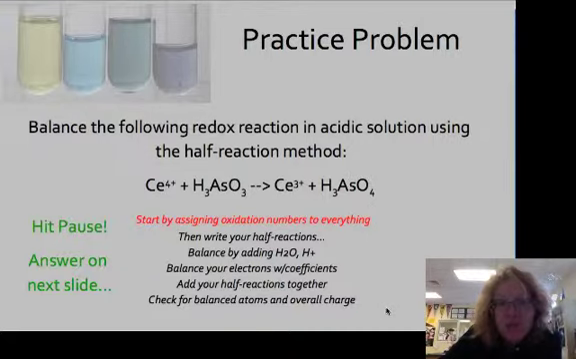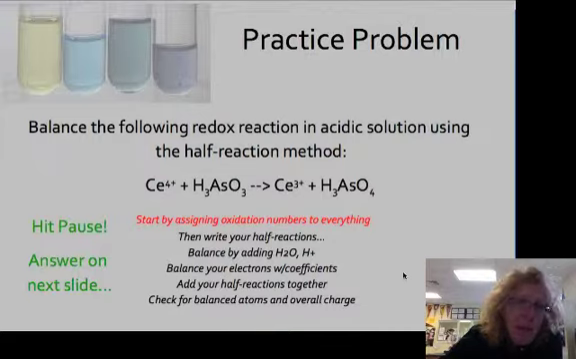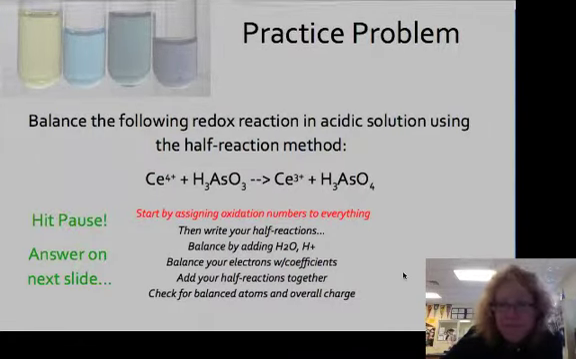Here's a short list of steps, kind of hints. Hit pause while you've got these steps up here, and then I'm going to move on to the next slide so that I can go through the answer with you. I'm not going to go through it step by step, bring it to class, but I'll go through at least what the final answer is. Okay, hit pause.